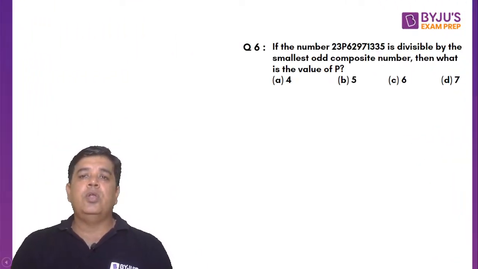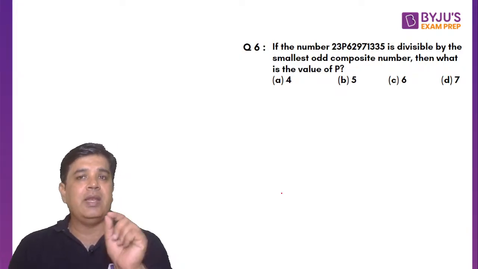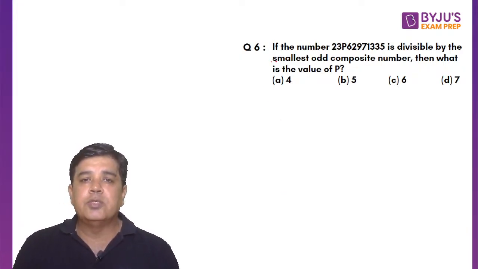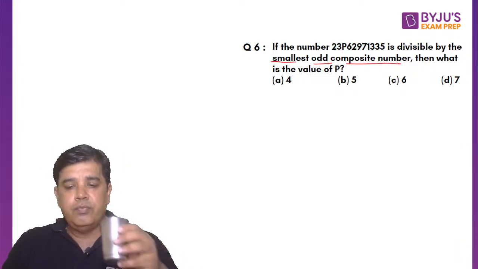If the number 23P62971 is divisible by the smallest odd composite number, here lies the point. Smallest odd composite number. Tell me, which is the smallest odd composite number, everyone?